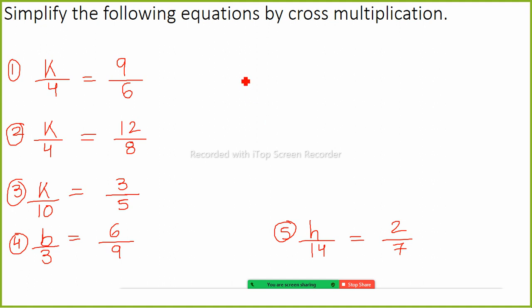Okay, so we cross multiply. So 4 multiplied by 9, which gives me 36, and then k multiplied by 6, which gives me 6k. 6k over 6 equals 36 over 6. K equals 6 because 36 divided by 6 is 6. That's a lot of sixes. It is.